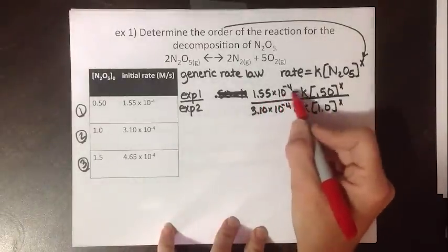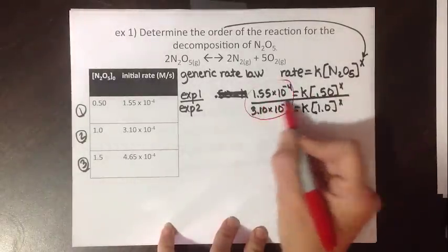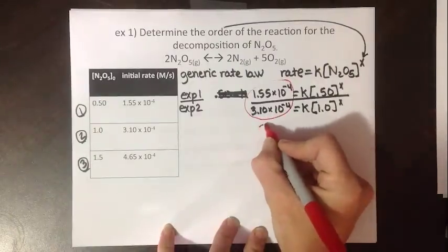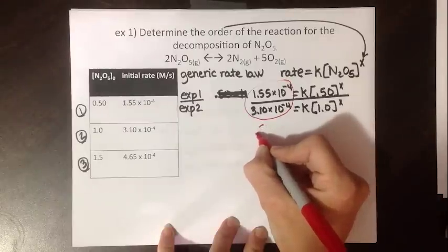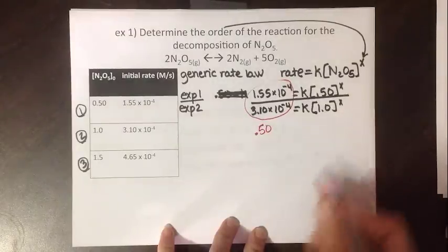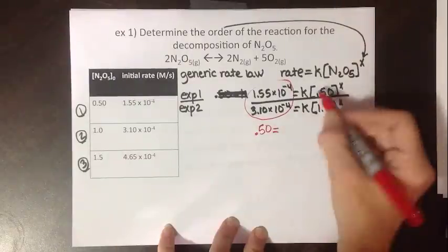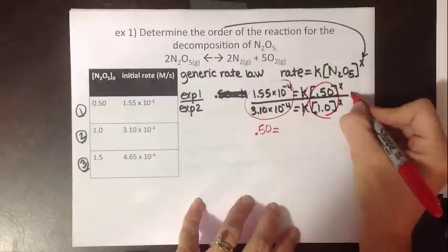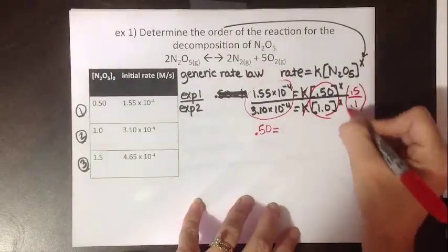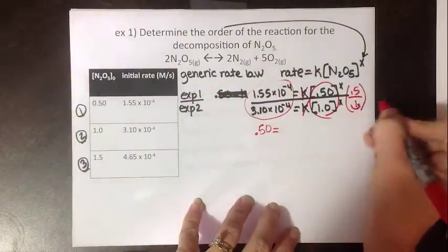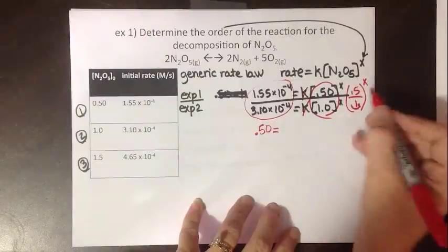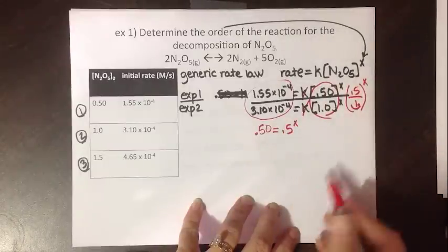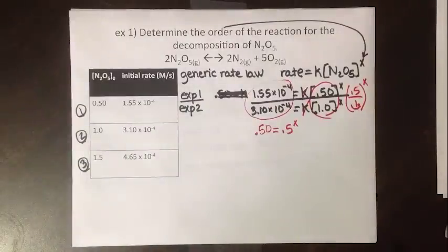1.55 times 10 to the minus 4th divided by 3.10 times 10 to the minus 4th. Well, actually on your calculator that comes out to be 0.50, equals, the k will cancel with the k, and this right here is the same as 0.5 over 1, to the x. So 0.5 over 1 is 0.5 raised to the x power. So I just pulled the x back out, which you should know how to do from algebra.